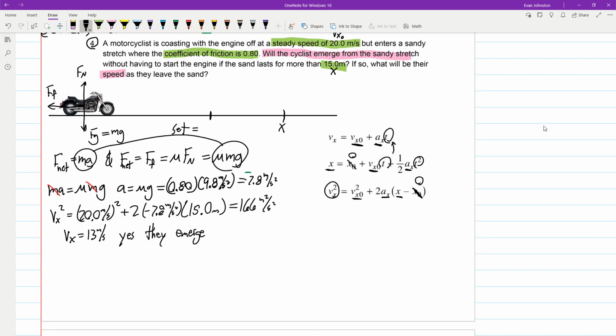Okay, no, I think that's it. So yes, they do emerge, and we did in fact find their speed as well. So we figured out both parts, and we're actually really done with this problem, which is kind of neat.